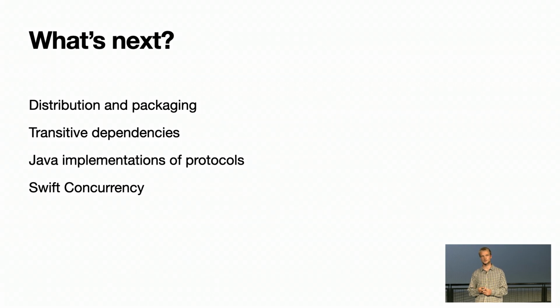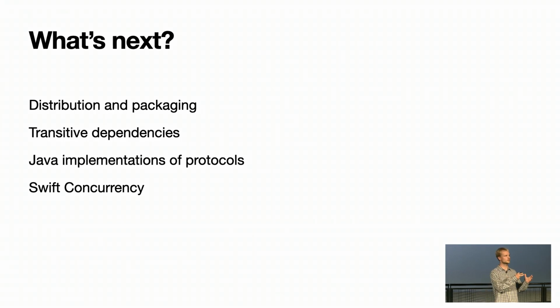Well, we're very interested in talking about distribution. How can we distribute a Swift package as a Java package or an Android library? How do we handle transitive dependencies? And the idea of writing an implementation of a protocol in Java and passing it back to Swift. And what do we do about the whole Swift concurrency stuff?